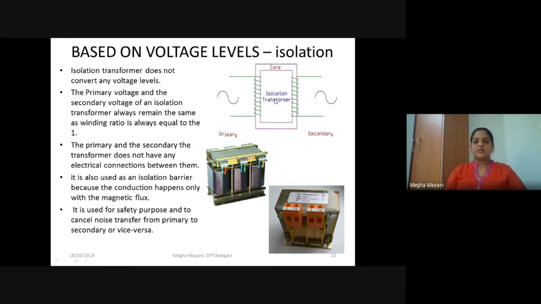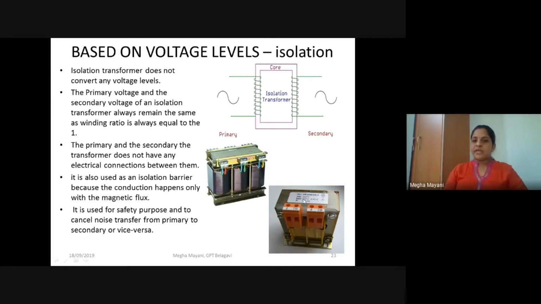So these isolation transformers are used as barrier circuits, which are trying to provide the isolation. That is, the conduction in such types of transformers is due to only magnetic flux. And these are widely used in protection circuits for safety purpose, and also to cancel the noise from primary to secondary. So some images corresponding to the isolation transformers have been shown.